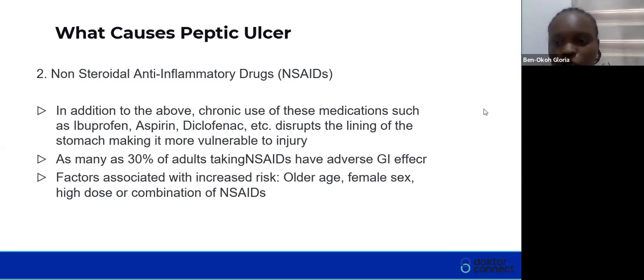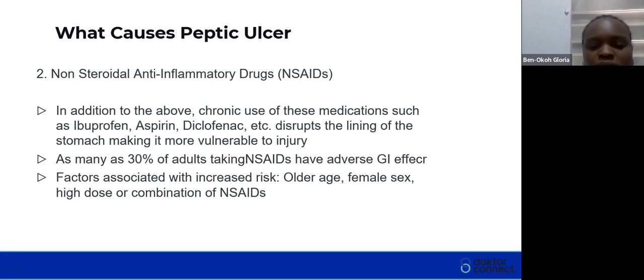The ones I'm going to be talking about specifically are grouped under the non-steroidal anti-inflammatory drugs. Some examples of these include ibuprofen, aspirin, diclofenac, and naproxen. What has been shown is that chronic use, meaning taking high doses of this medication for a very long time, disrupts the lining of the stomach. I talked about the mucus coating of the stomach, and once the protective membrane is destroyed, it makes the stomach more vulnerable to injury.